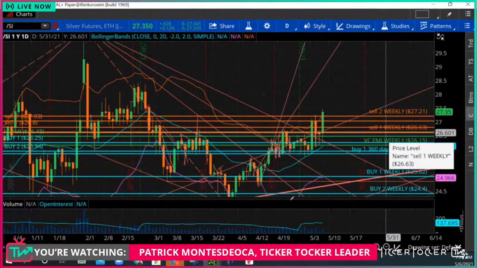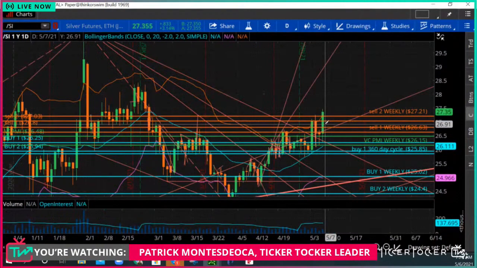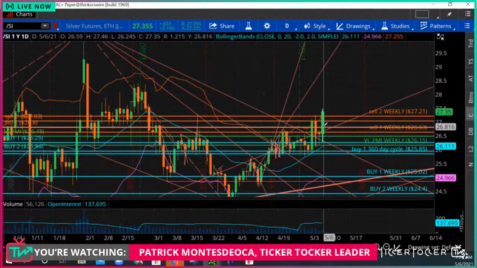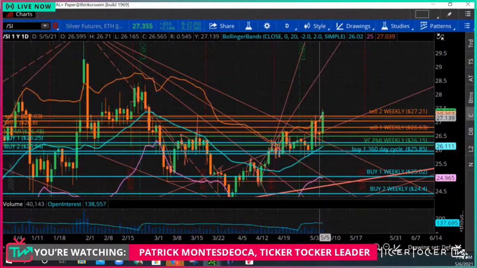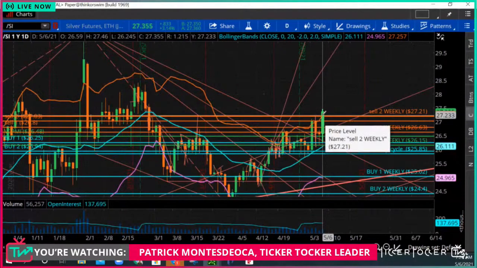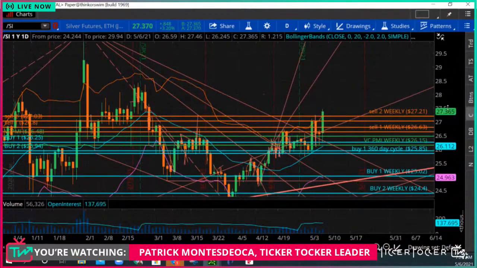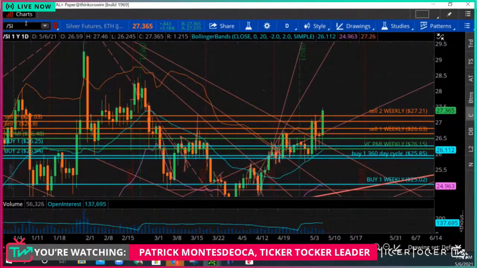Now, the question is, how much buying power do these buyers have to be able to hold the market up here? Is this just a short-term top that the market is making, or is it a breakout? Is it a breakout into the next price fractal?